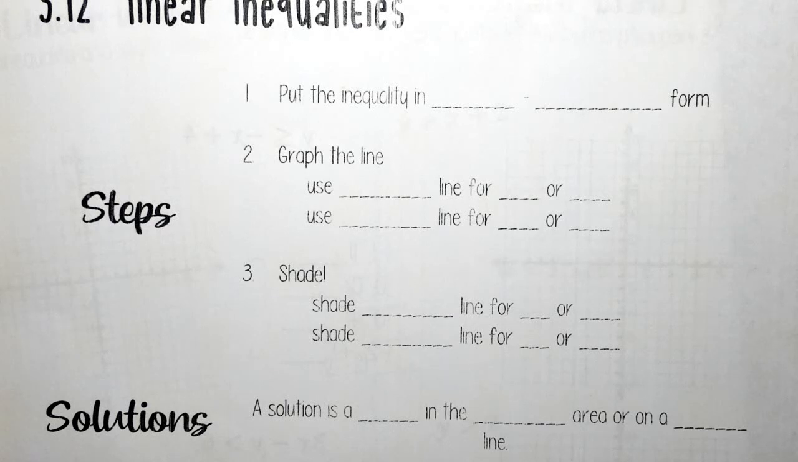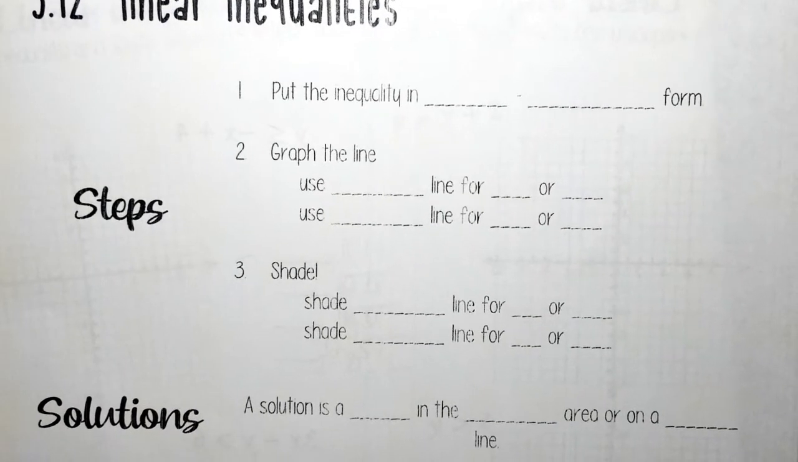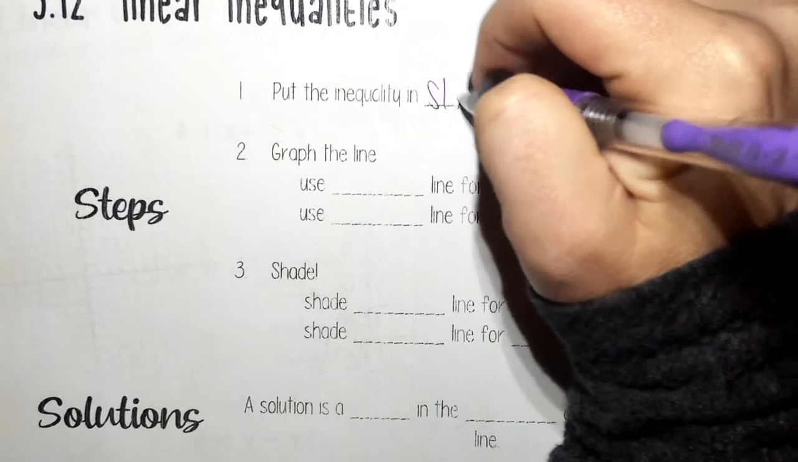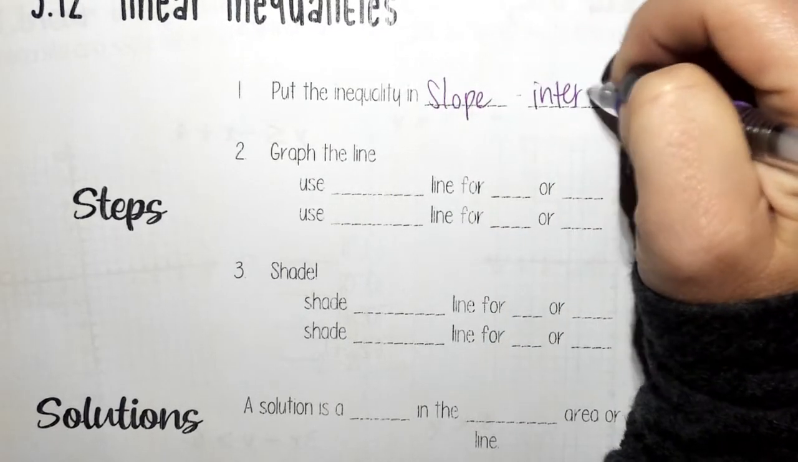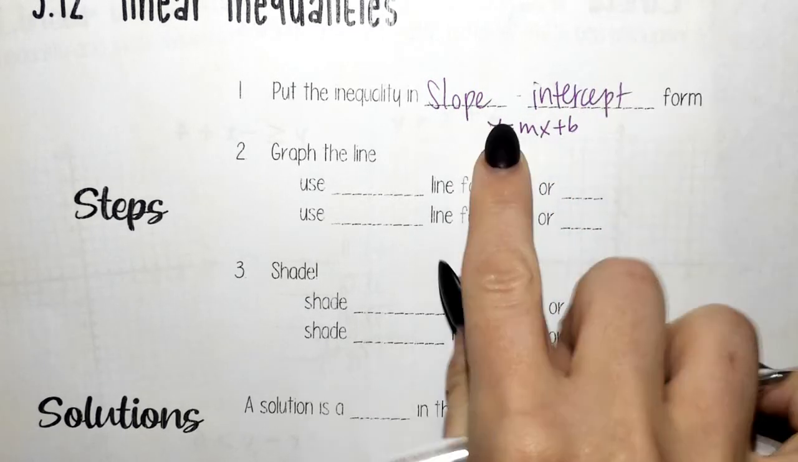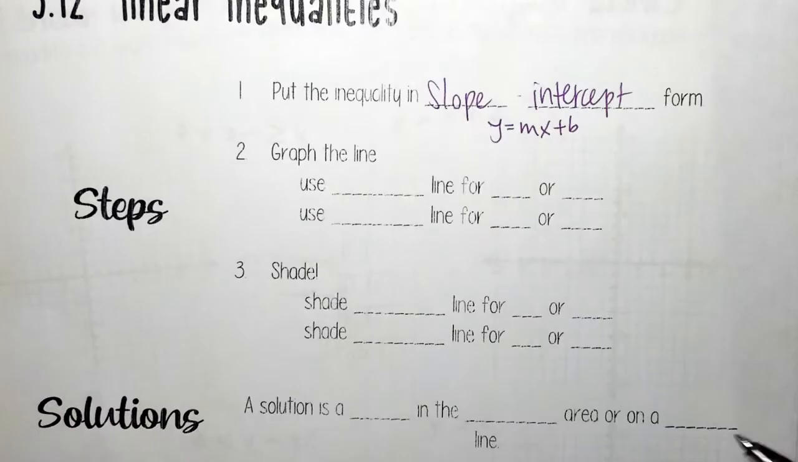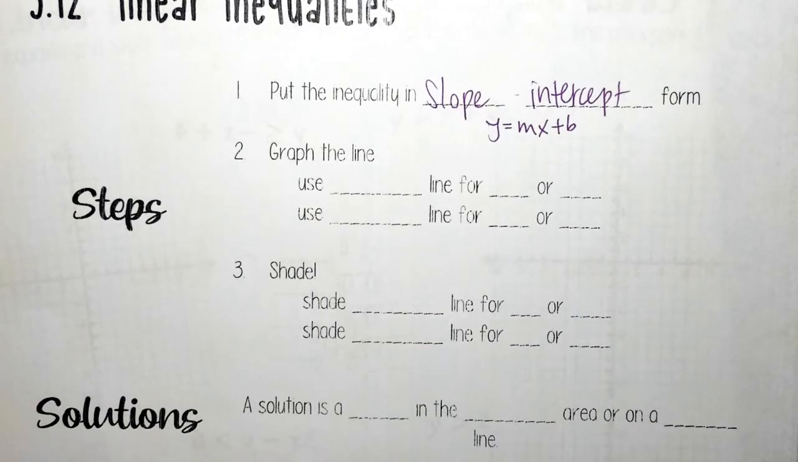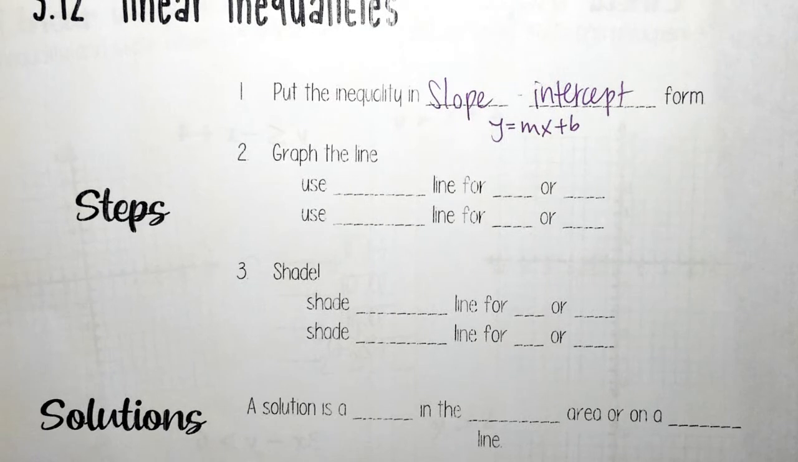Alright, let's review graphing our inequalities and then figure out if certain points are solutions to those inequalities. So remember the steps. We want to make sure to put the inequality in slope-intercept form. Remember that is the y equals mx plus b. Of course, we won't have an equal sign, we'll have an inequality sign. And then we want to graph our line just like always.